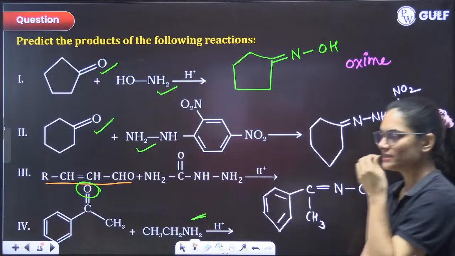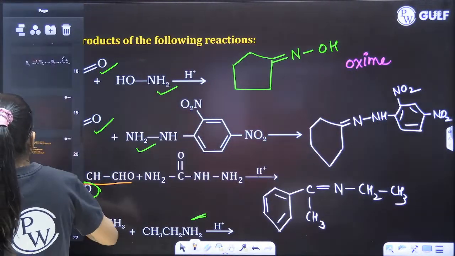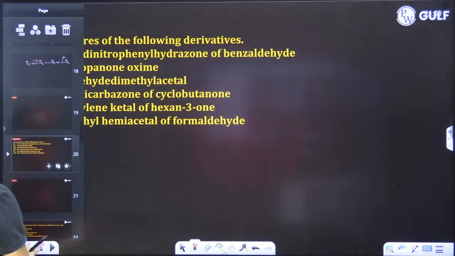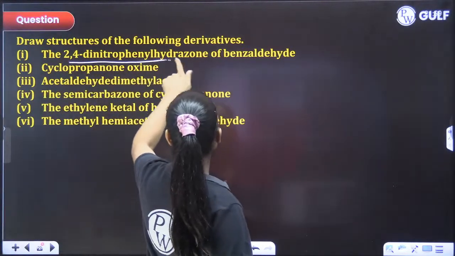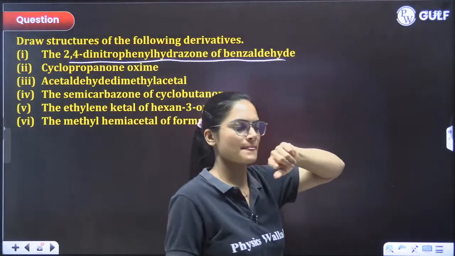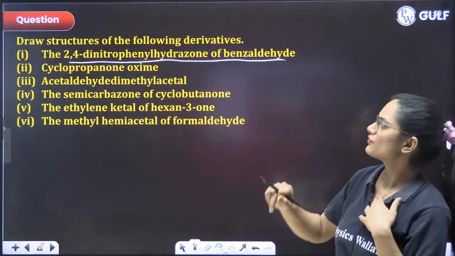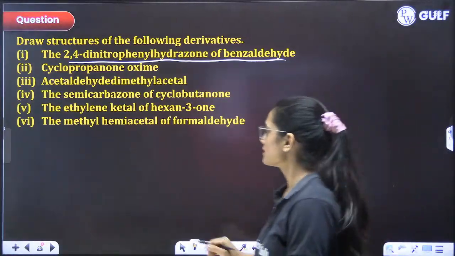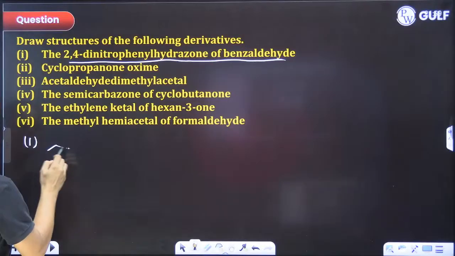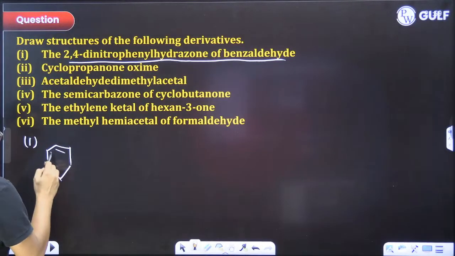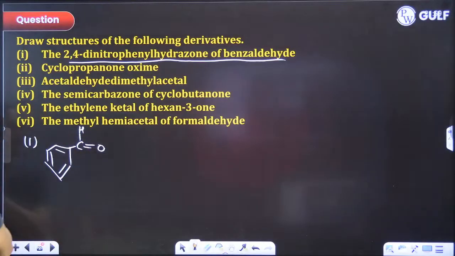Okay, let's move ahead. You have this question which says, draw structures of the following derivative: 2,4-dinitrophenyl hydrazone of benzaldehyde. So you have to draw the structure of 2,4-dinitrophenyl hydrazone of benzaldehyde. So how will you draw it? The first part, benzaldehyde is C6H5CHO. C double bond O, H. This is C6H5CHO.